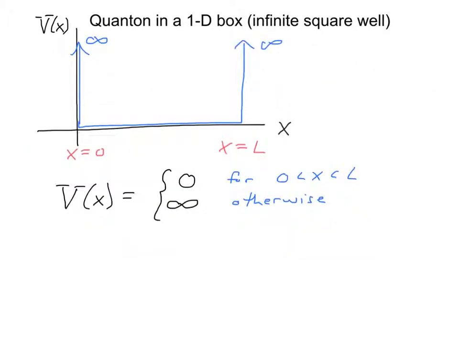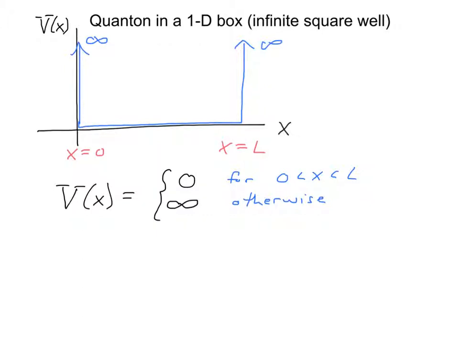So here's the Quanton in a one-dimensional box potential energy function. This is the world's simplest quantum mechanical bound state problem that anyone has ever thought of. So here it is. We plot the potential energy on this axis as a function of position on this axis. And in the region between x equals 0 and x equals L, the potential energy as a function of x is 0. But at x equals 0 and at x equals L, the potential energy goes to infinity. And it's infinity for x less than 0, it's infinity for x greater than L. So that's our potential energy function.